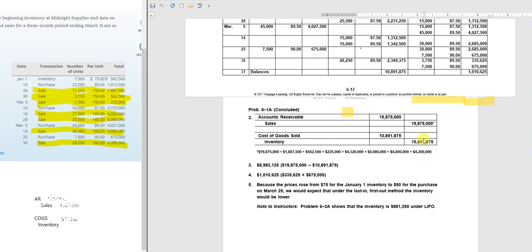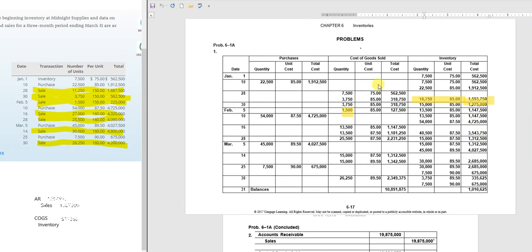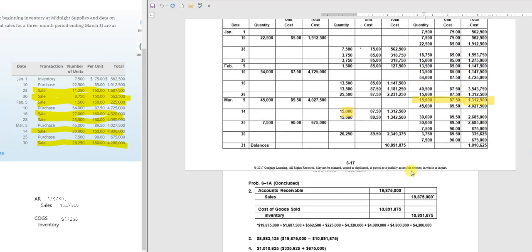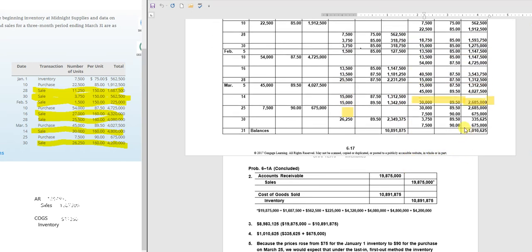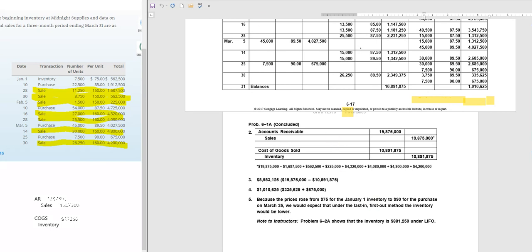My cost of goods sold inventory is simply this column added all up for the entire period. My ending inventory balance is the $335,625 plus the $675,000. Okay, so I'm going to stop this and save it and then do LIFO.